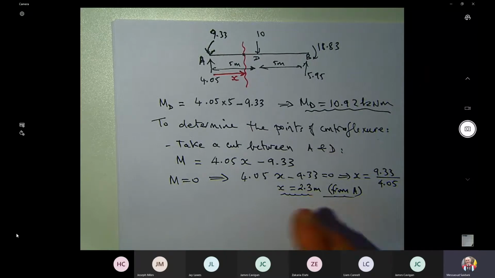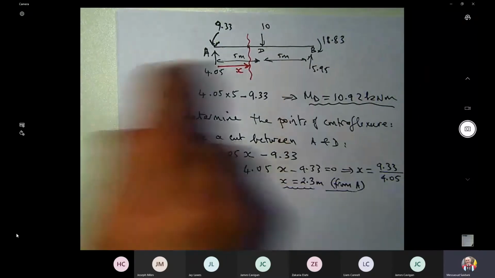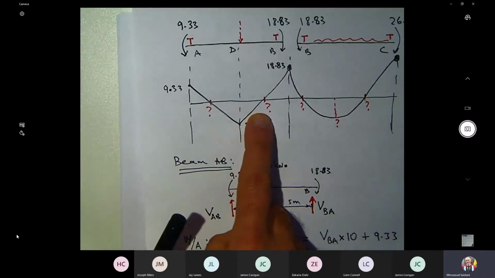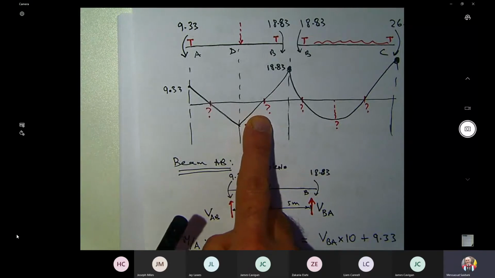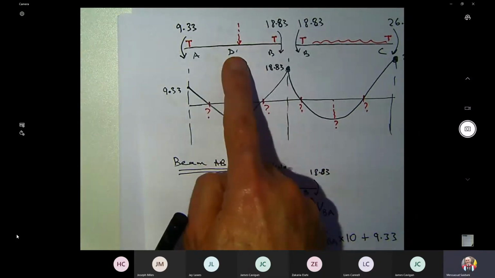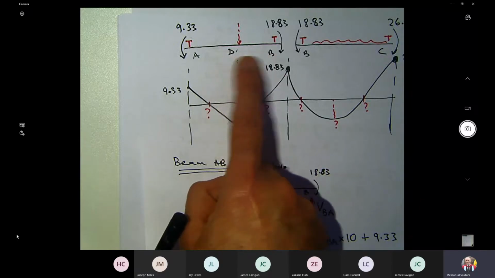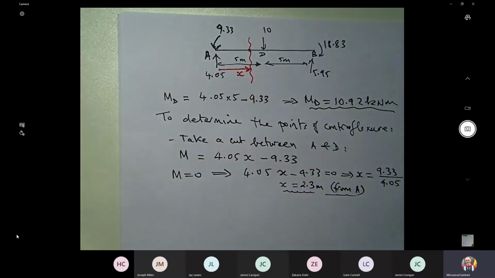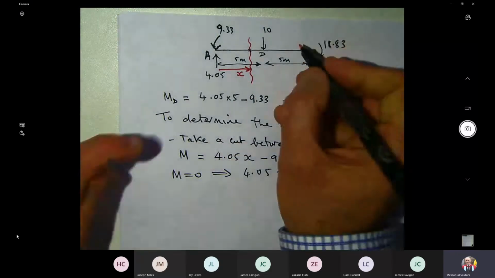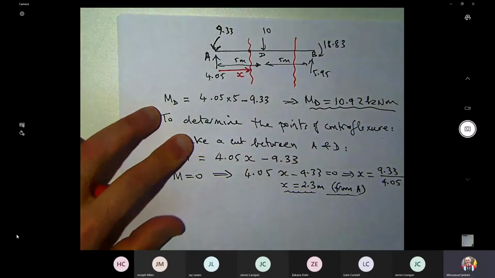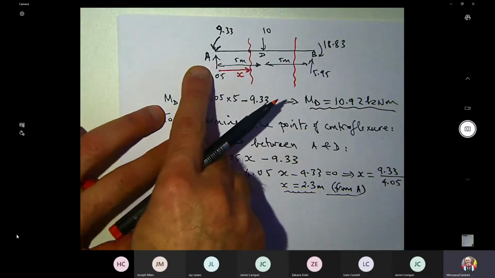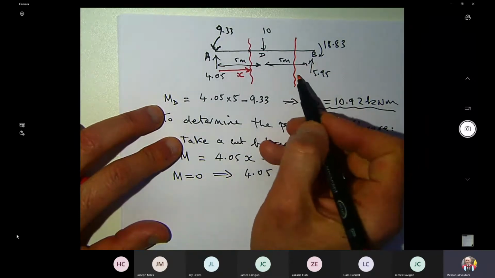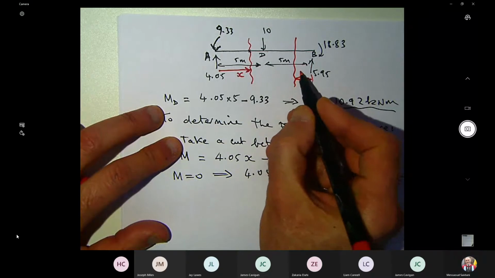Is that clear? Yeah. So now we need to determine the second point of contraflexion here. In order to do that, I'm going to take a cut this time between D and B. So I take a cut here between D and B. The same beam, but this time a cut between D and B. I'm going to keep the same origin, or shall we do it from this side? Okay, let's call this x here.